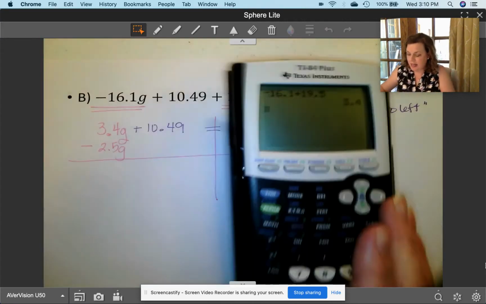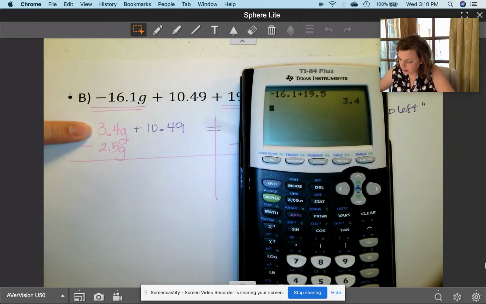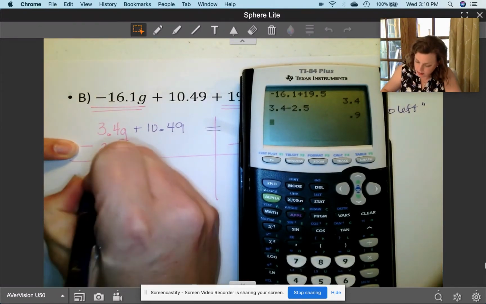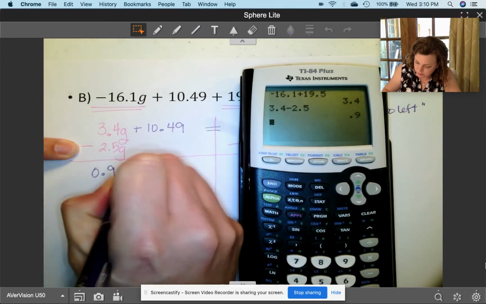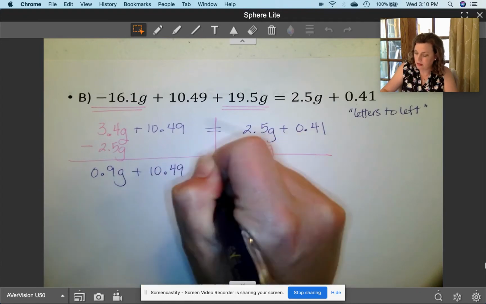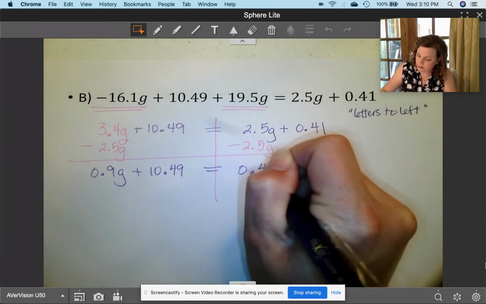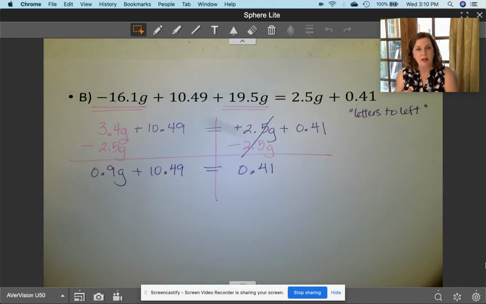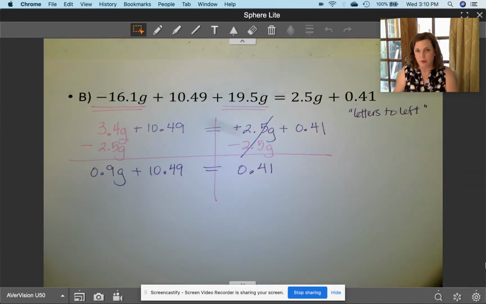Again, I hate decimals, so I'm going to combine these. 3.4 subtract 2.5 from that. And I get 0.9G plus our 10.49 is equal to 0.41. Positive 2.5G and negative 2.5G is 0, and I'm just left with 0.41.